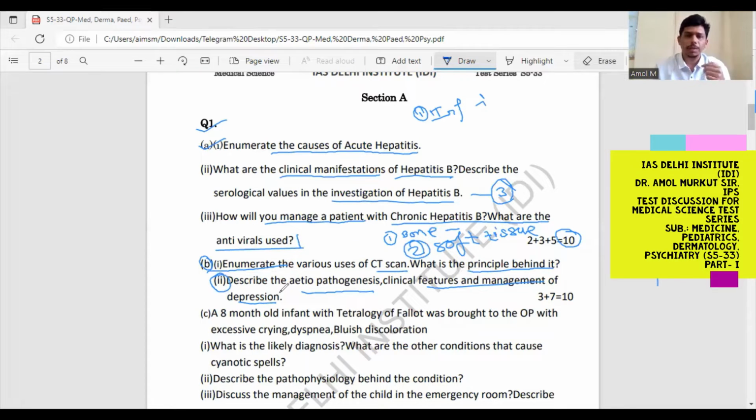Then there is a loss of interest in everything. Then feelings of worthlessness, hopelessness. Then loss of interest in surroundings. Sleep and appetite may decrease, weight may decrease, and so these are a few clinical features. We all know the clinical features of depression. Then what is the management?